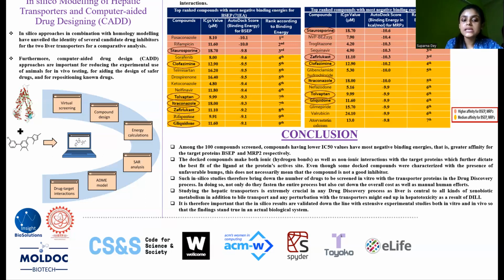Studying hepatic transporters is extremely crucial because liver, as we all know, is central to all kinds of drug metabolism and distribution, and any kind of perturbation with transporters or liver enzymes can lead to serious consequences within the system. It is therefore important that the results obtained from our in silico studies, which are preliminary in nature, are validated down the line with, at minimum, in vivo studies in order to say that our results stand true in an actual biological system.